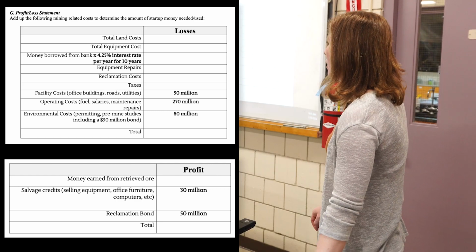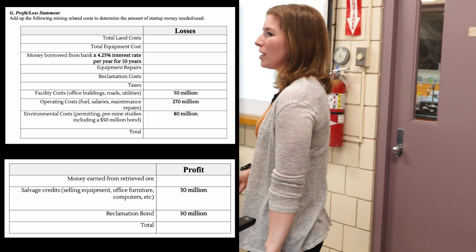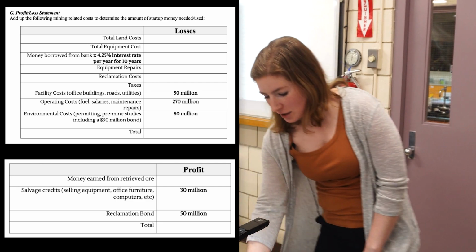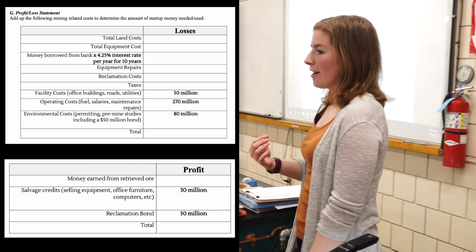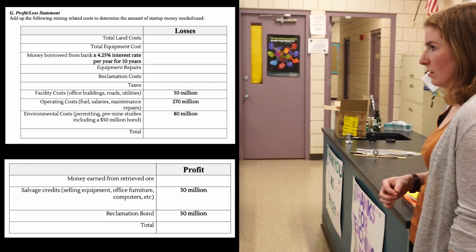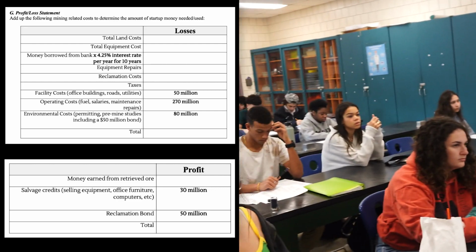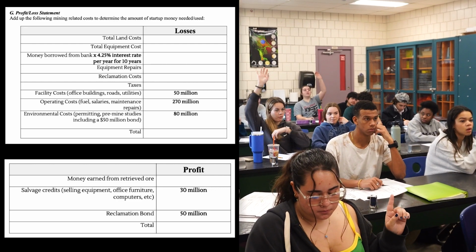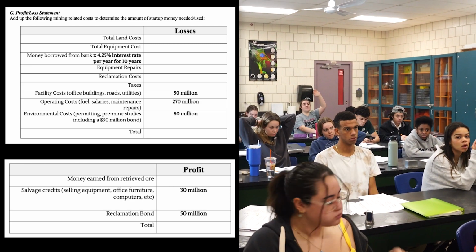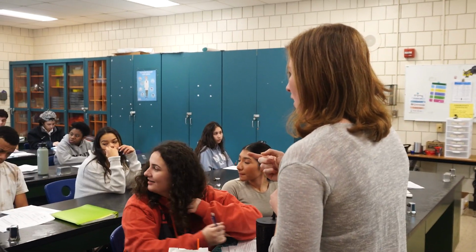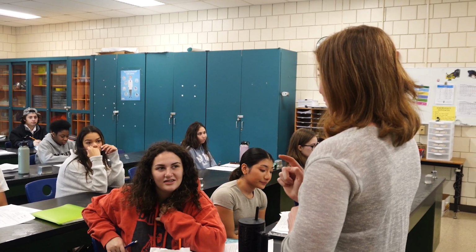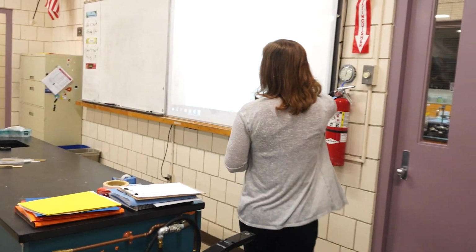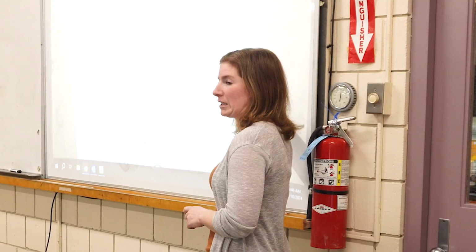Okay, money borrowed from the bank. Here's what you need to look at. Add these two numbers together. Is anyone's number bigger than 180 million? No? Everyone? Yes? Your number's bigger than 180 million? Mine is 200 million. Okay, so that means you borrowed 20 million, right? You borrowed 20 million. And now you also have to pay an interest rate on that.